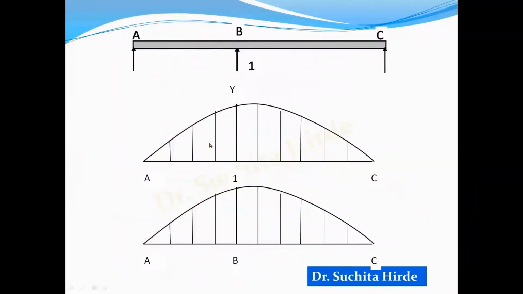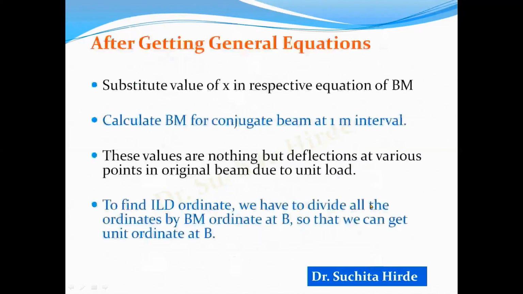So first of all, we will get the deflected shape due to 1 kilonewton. Then we will divide all the ordinates by this y. We will make this 1. Then this is called the influence line diagram for RB. This is the deflected curve due to 1 kilonewton. And this is the influence line diagram in which we are interested. So let us see how we can get it. We will solve this in tabular form.